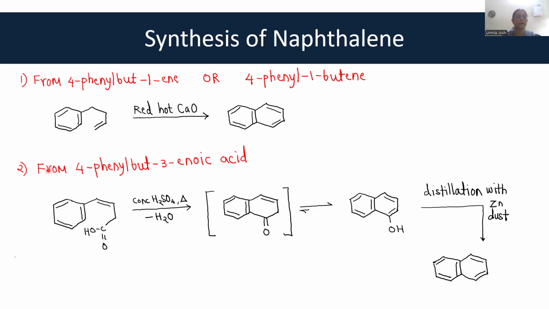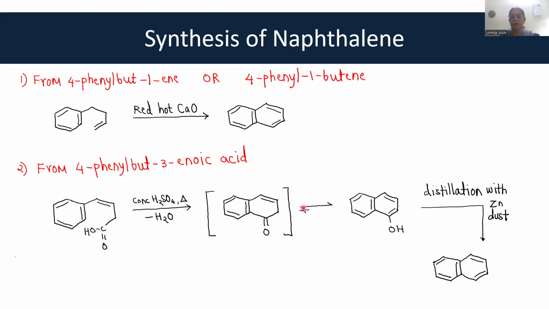Another method of synthesis, 4-phenyl-but-3-enoic acid. Okay, this is 1, 2, 3, and 4, butenoic acid. At the 4 position, there is a phenyl, and at the 3 position, there is a double bond. So 4-phenyl-but-3-enoic acid. Okay. Here again, there are 4 carbons, so a ring closure is needed. H from here and OH from here goes in the presence of concentrated sulfuric acid. You know, OH is not a good leaving group, but when it is reacted with H plus, it becomes a good leaving group. And so you get a carbonyl group over here.